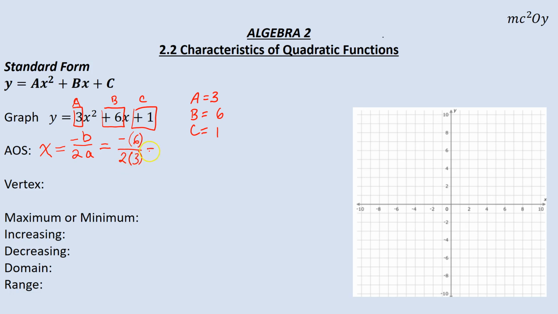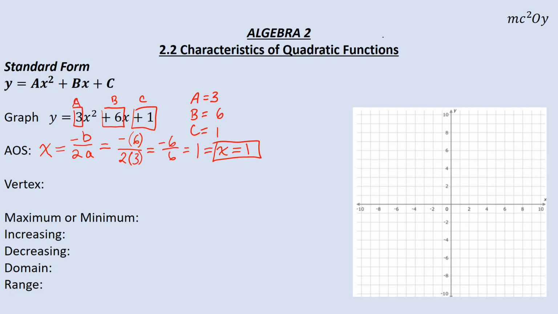And that's why I identify a, b, and c really quick here. That gives me negative 6 over 6, which is 1. So my axis of symmetry is x equals 1, and that's what we should have identified there. X equals 1.